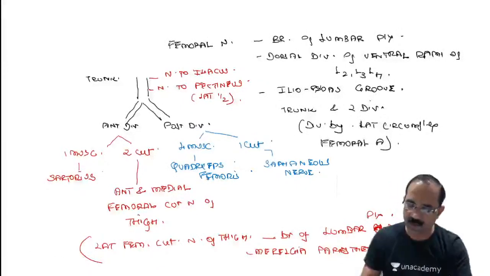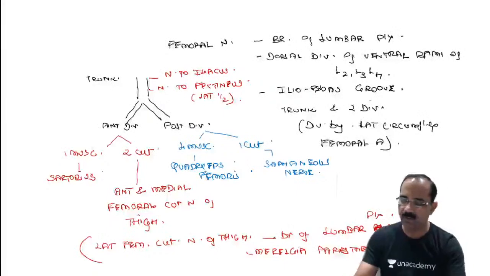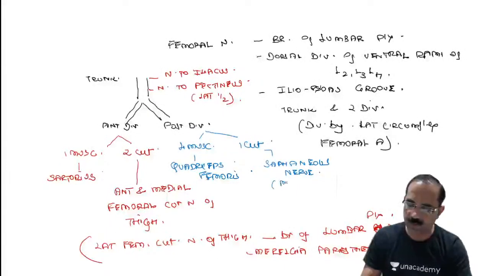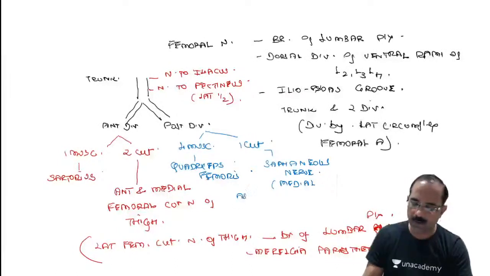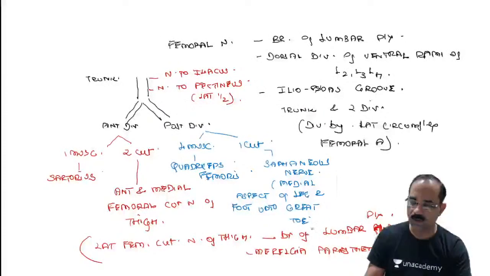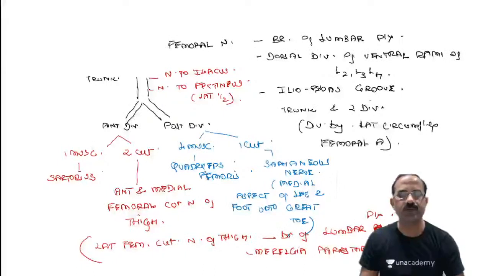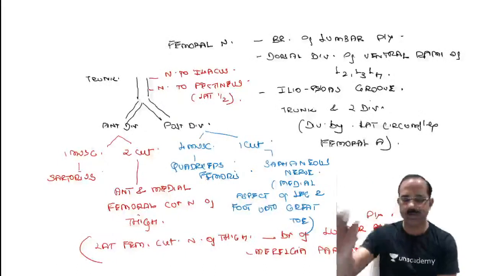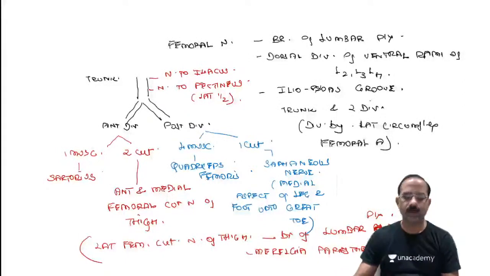This saphenous nerve, what does it supply? It supplies the medial aspect of the leg. I'll just mention this for you. Medial aspect of the leg and the foot up to the great toe. Up to the great toe. Medial aspect of the leg and the foot up to the great toe. This is perfect, clear to all of you.